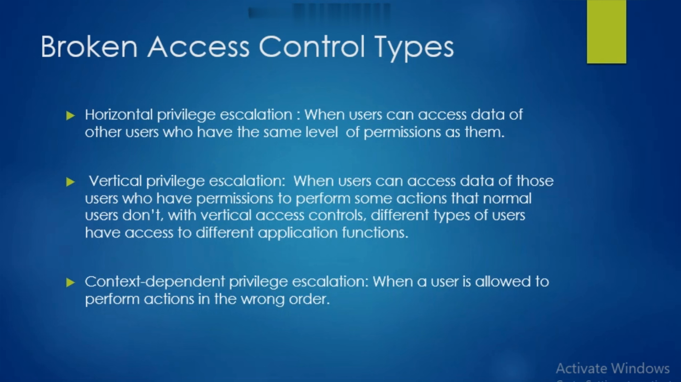Vertical access control is when users can access data of those users who have permissions to perform some actions that normal users don't. With vertical access control, different types of users have access to different application functions. For example, to perform certain functions and reach certain resources, users need to have admin privileges. A regular user doesn't have such privileges. Broken vertical access control lets attackers get access to those functionalities.